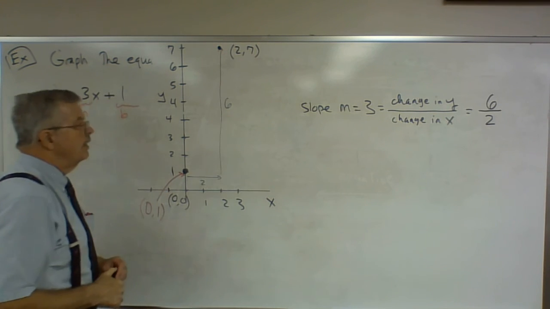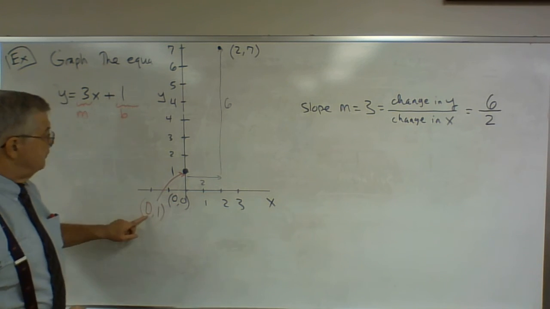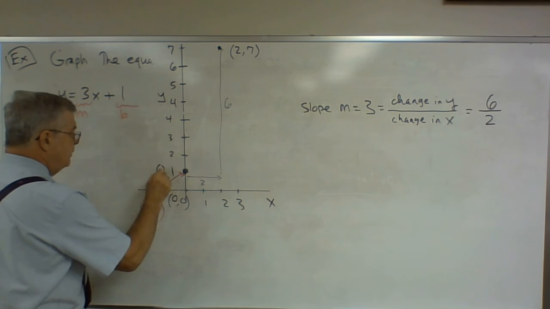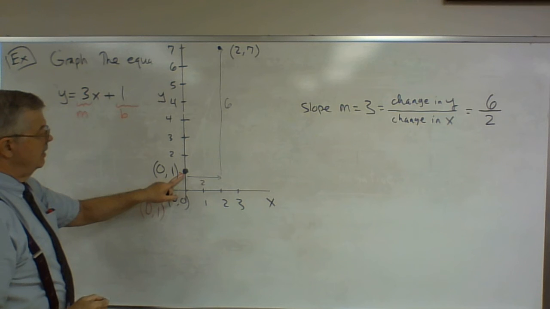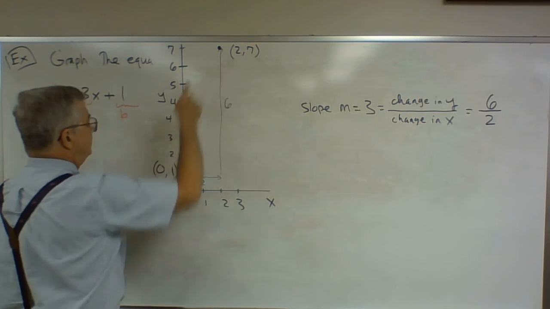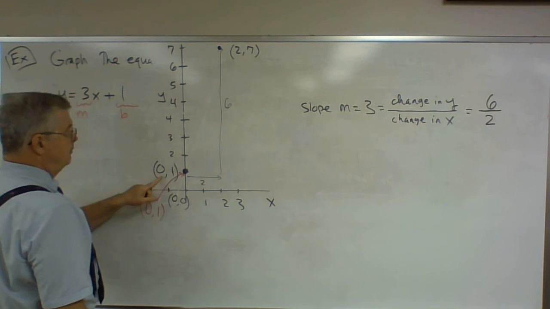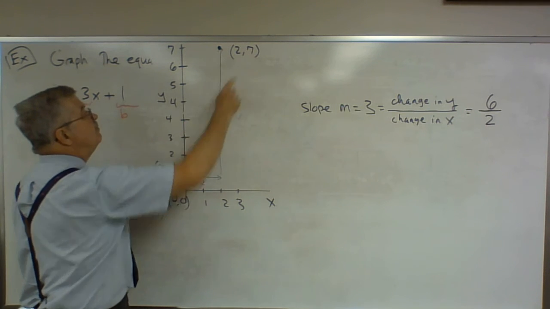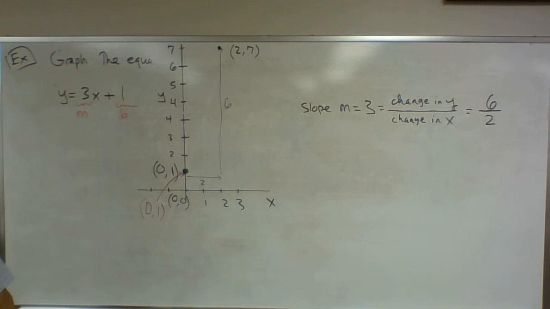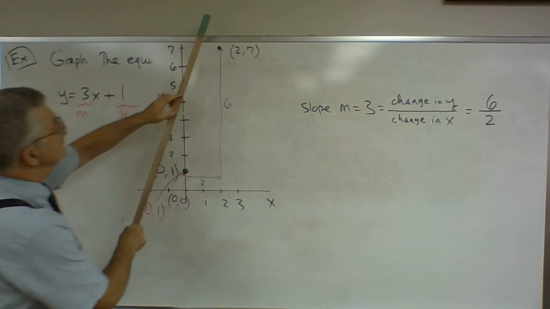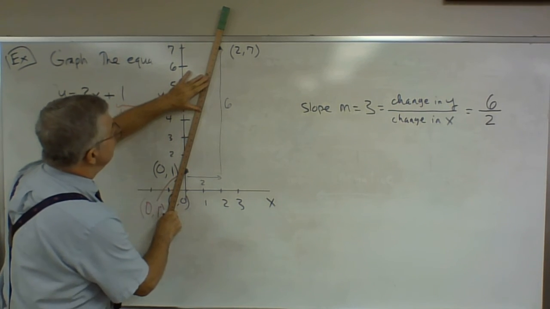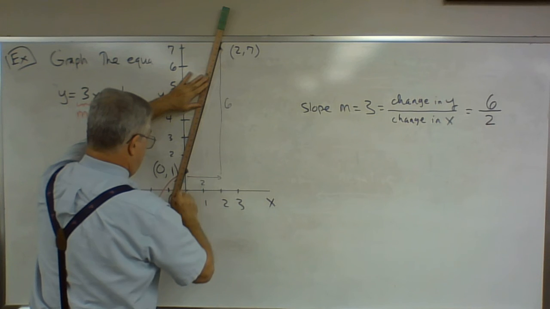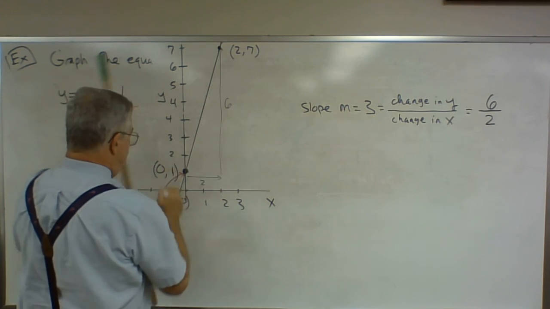Now let's see, does that work? We start at this point, (0, 1). And why don't I just write it here? (0, 1). And we go to this point, (2, 7). The change in x is 2. It goes from 0 to 2. The change in y goes from 1 to 7. The change in y is 6. So we have a second point for our line, and we connect those 2 points. And there's our line.